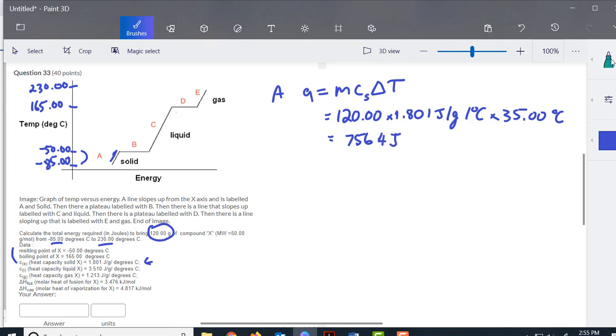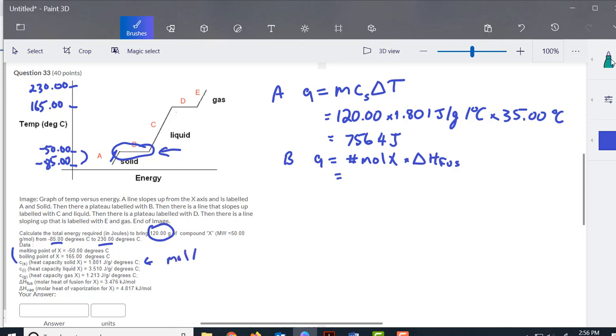So that's for A. Now for B, B is a flat line here. So we're looking at the solid-liquid phase change, and the way we're going to get that, Q is going to be the number of moles of X multiplied by the delta H of fusion in this case. That's going to be the energy required to turn this from a solid into a liquid. Note how the temperature doesn't change at all during that phase change. So there's no delta T going on here at all. Now the number of moles of X, we need to figure that out first. I'll do that over here.